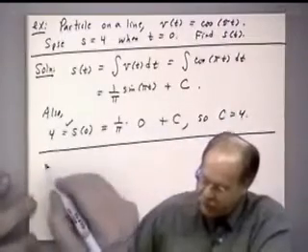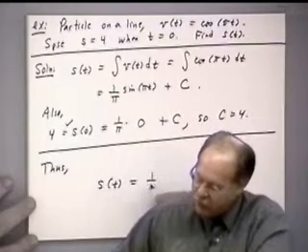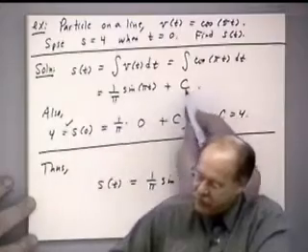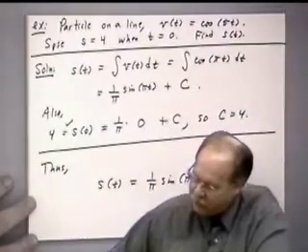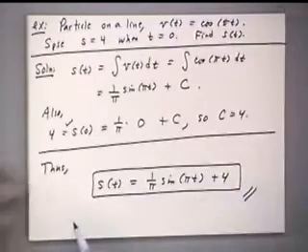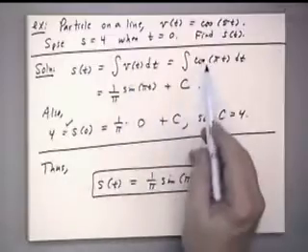Thus, we have the following. We can write down that s of t is 1 over pi sine of pi t, that comes from here, and then the c we just learned was 4. And there we have recaptured the position function from the velocity function using indefinite integration.